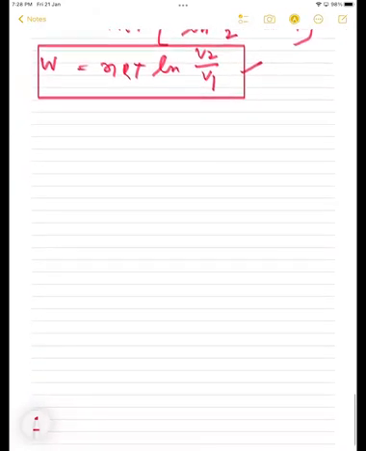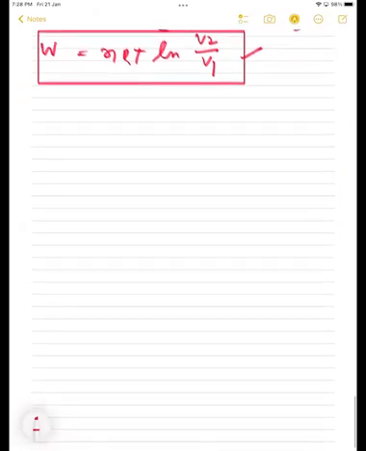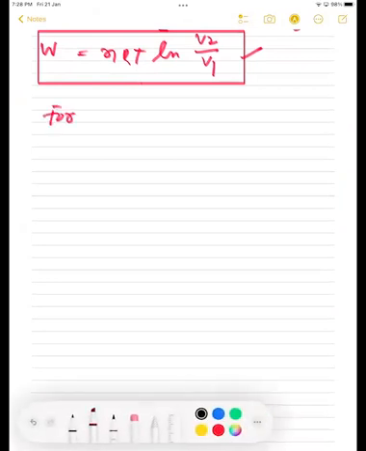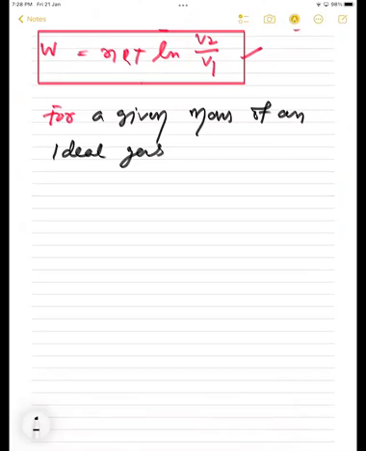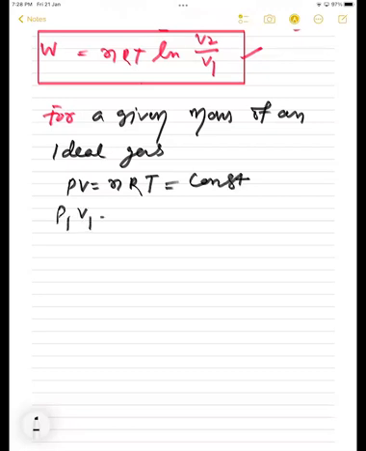This is isothermal process. Let's see the graph, right? We'll see the graph, then we'll go for the adiabatic process. See here. For a given mass of an ideal gas, PV is equal to nRT, correct? That is equal to constant. So can we write P1V1 is equal to P2V2? Can you write or not?